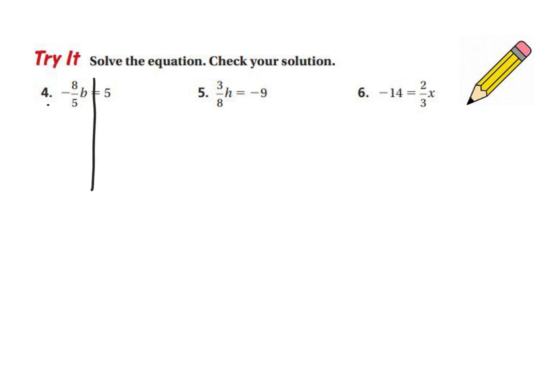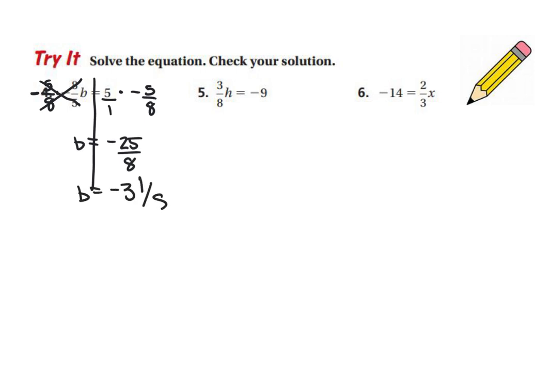So for number 4, we're going to multiply by 5/8, and that's a negative. 5 over 5 and 8 over 8 cancel. Negative times the negative is a positive, so we get b by itself. And now we'll multiply by negative 5/8 on the right side. 5 is really 5 over 1. And we end up with negative 25/8, or we could say that b is equal to negative 3 and an eighth.